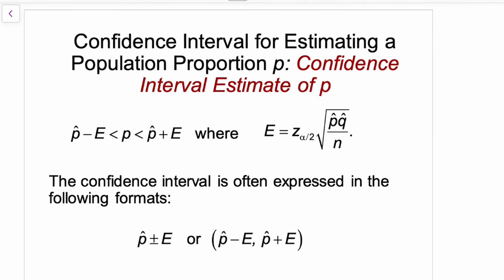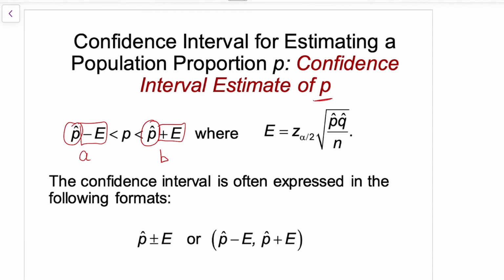To construct our confidence interval to estimate the population proportion P, we'll take our point estimate P hat and add our margin of error to find our upper endpoint B, and then take our point estimate P hat and subtract our margin of error to find our lower endpoint A.